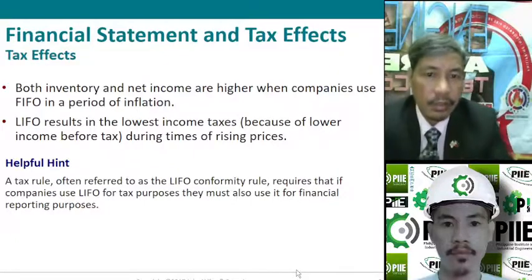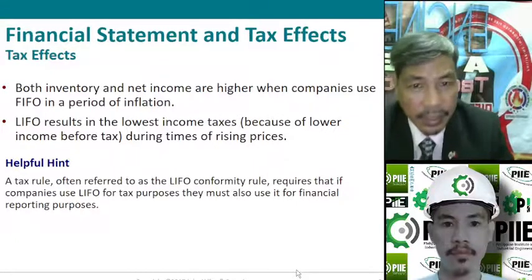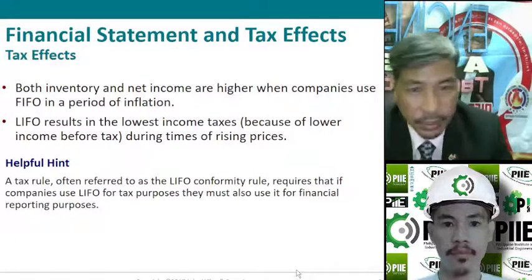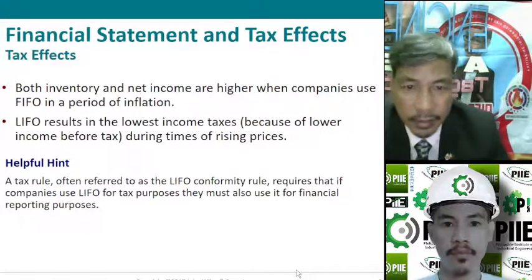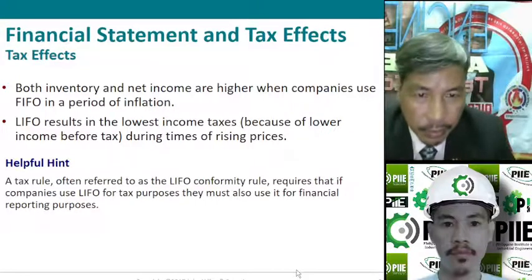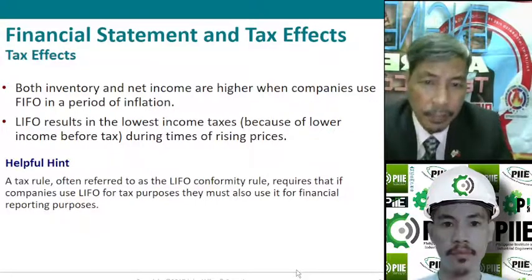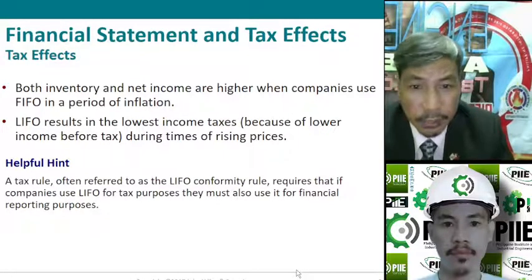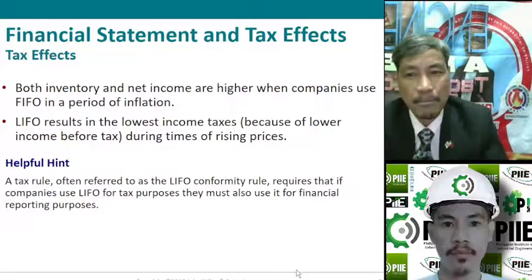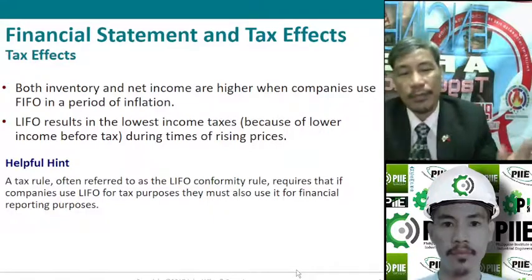LIFO results in the lowest income tax because of lower income before tax during times of rising prices. LIFO is decreasing the tax. Helpful hint, a tax rule, often referred to as the LIFO conformity rule, requires that if companies use LIFO for tax purposes, they must also use it for financial reporting purposes. Okay? So they have to be uniform.